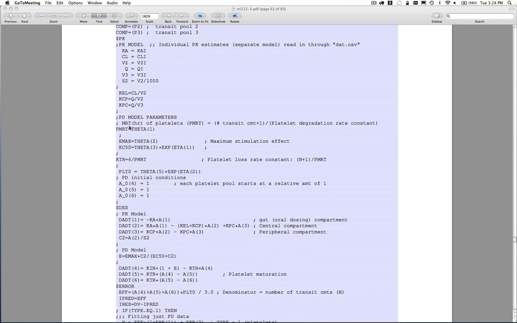In this situation within the PD model, we're actually estimating the residence time, or the sort of average lifespan, if you will, of these platelets, but then we're transferring that back into a rate constant to be able to use within the model to describe movement across those transit compartments.